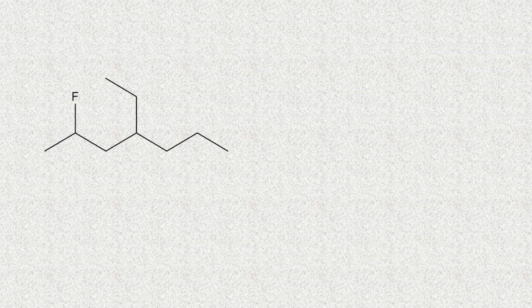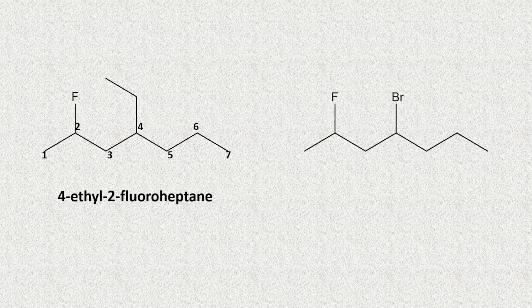Similarly, the IUPAC nomenclature of the first organic compound is 4-ethyl-2-fluoroheptane and the second compound is 4-bromo-2-fluoroheptane.